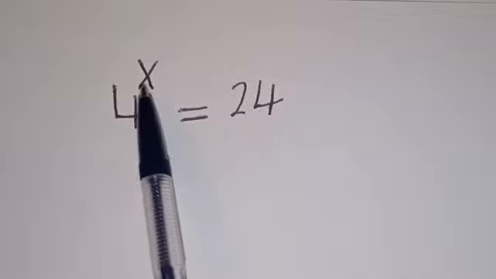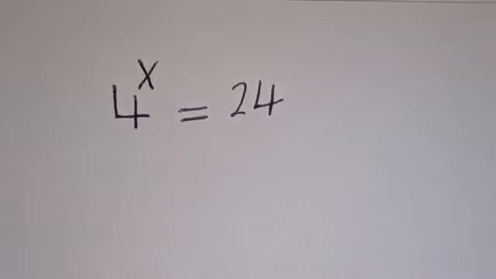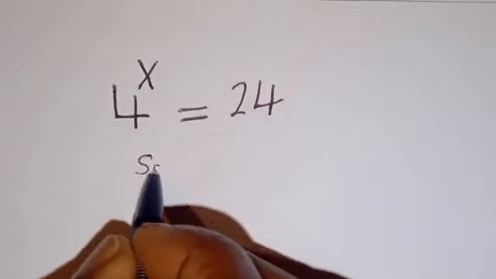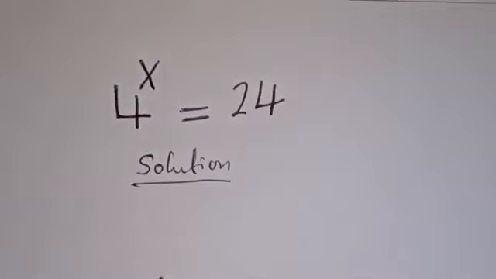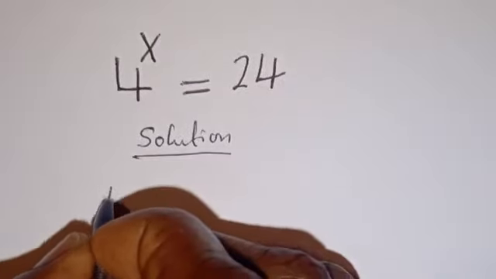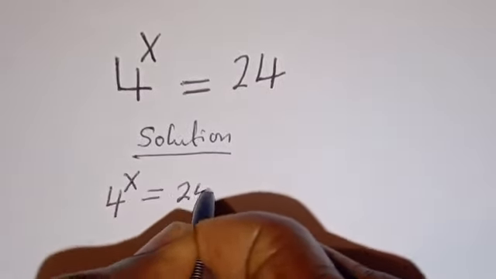Hello, how to solve for x in this equation? 4 to the power of x is equal to 24. Solution. We have 4 to the power of x is equal to 24.